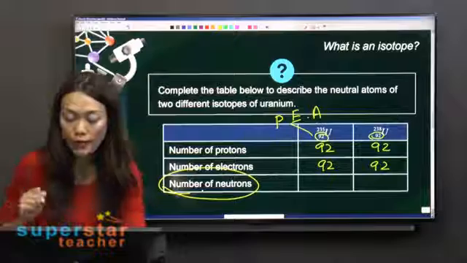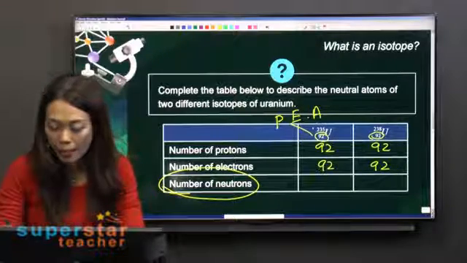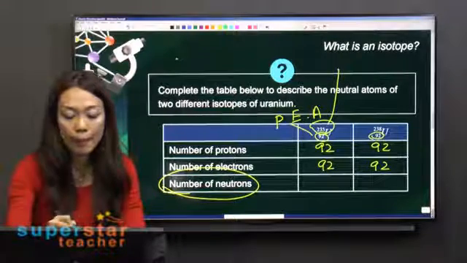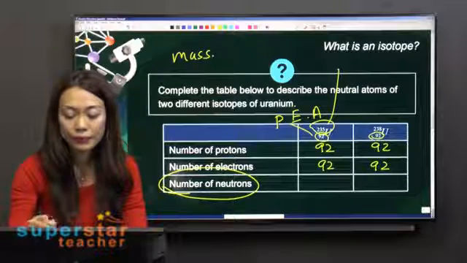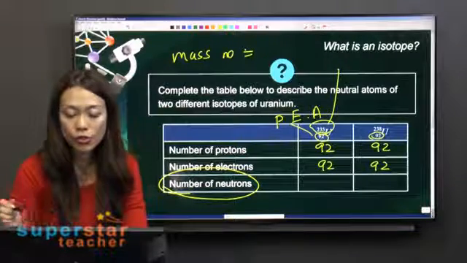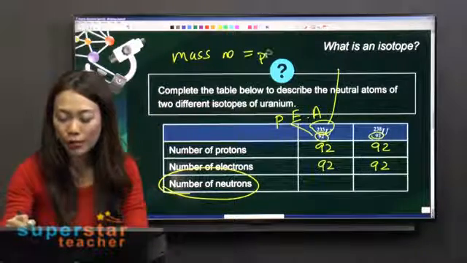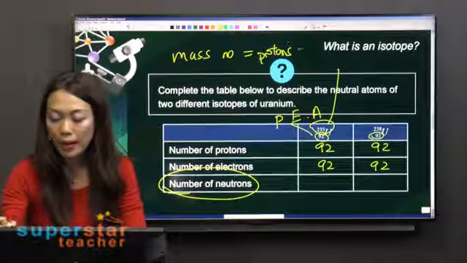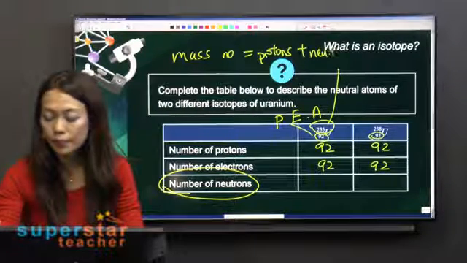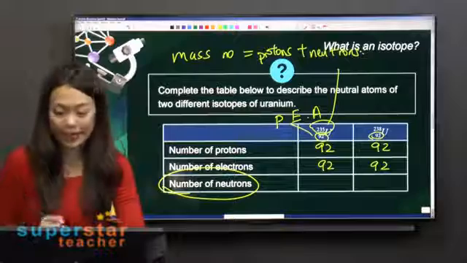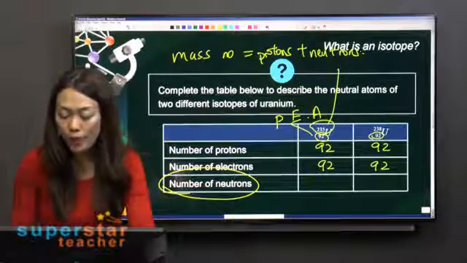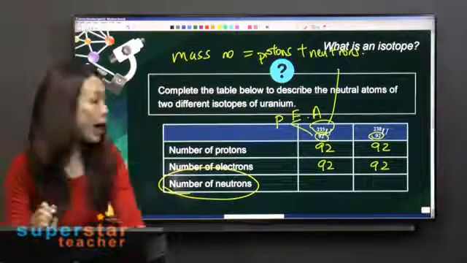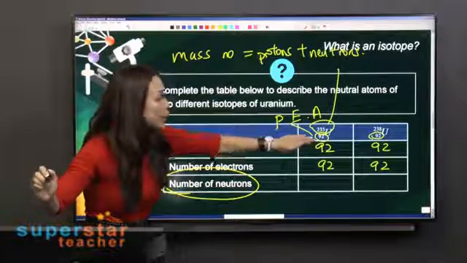So, number of neutrons, think, I said before, mass number is equal to protons plus neutrons. You get it? So, in order to get the number of neutrons here, I should use 235 minus 92.